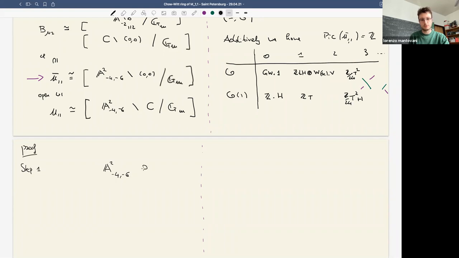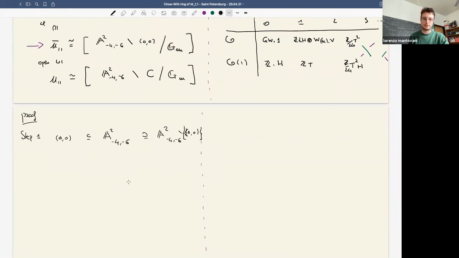So the localization sequence associated with the zero section and a complement tells you pretty much what you want to know, because it gives you that your Chow-Witt ring of M11 bar, up to something coming from the boundary, has to be a quotient of the Chow-Witt ring of this bundle, which is the Chow-Witt ring of BGM, modulo what arrives from this inclusion.